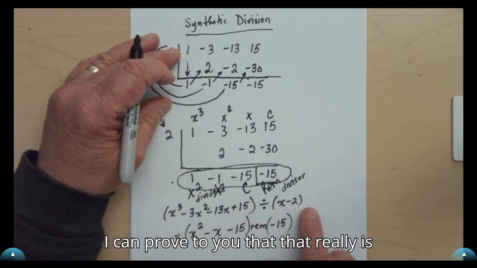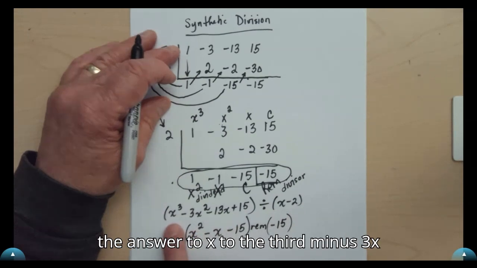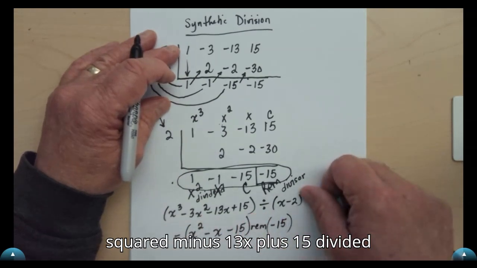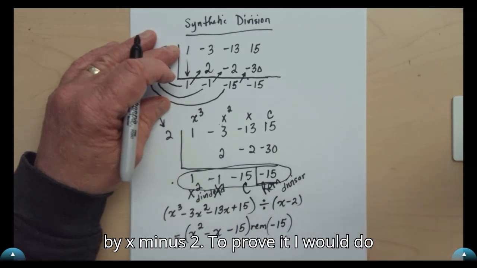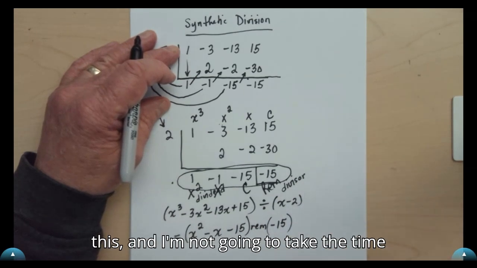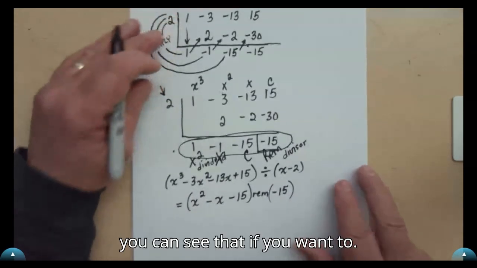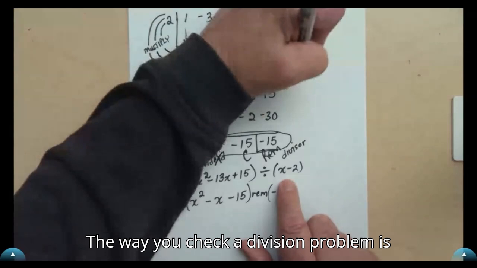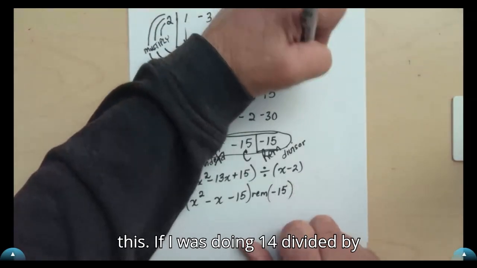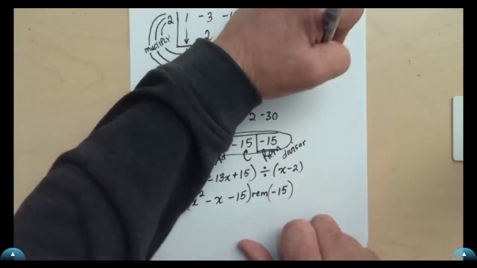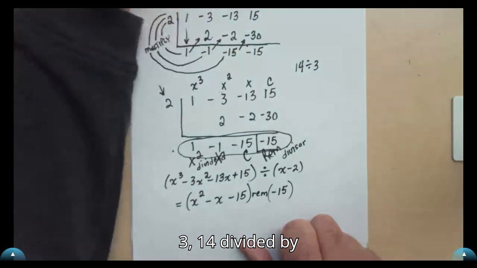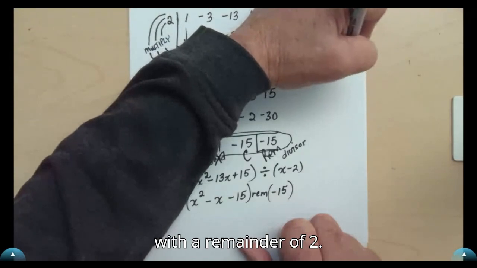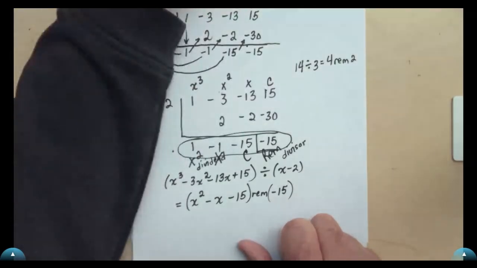I can prove to you that that really is the answer to x to the third minus 3x squared minus 13x plus 15 divided by x minus 2. To prove it, I would do this, and I'm not going to take the time to do it, but I'll talk to you about how you can see that if you want to. The way you check a division problem is this. If I was doing 14 divided by 3, 14 divided by 3 is 4 with a remainder of 2.